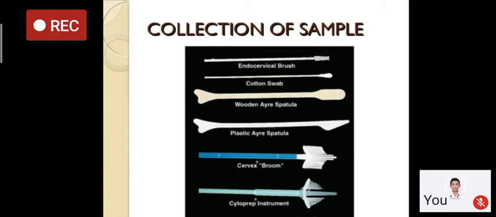Then the cervix broom or cytoprep instrument. These lower two things are used for sampling for liquid based cytology. So the upper one is the endocervical brush, and the middle two are the spatulas. We don't use cotton swab for taking the sample generally.